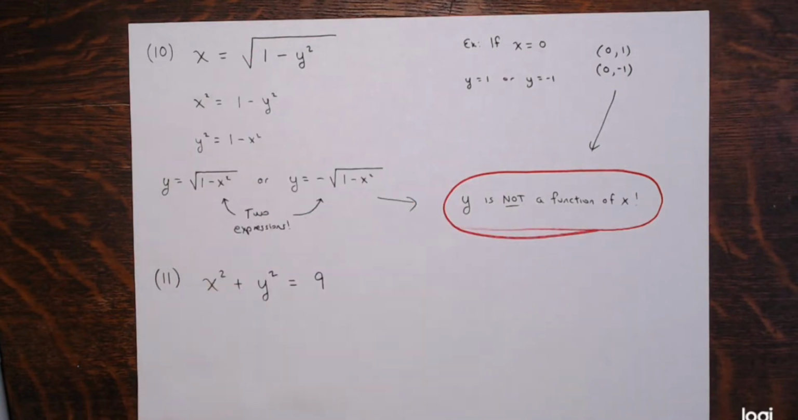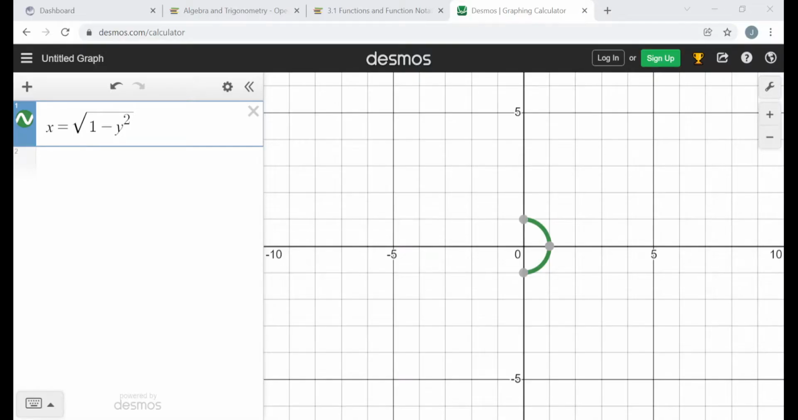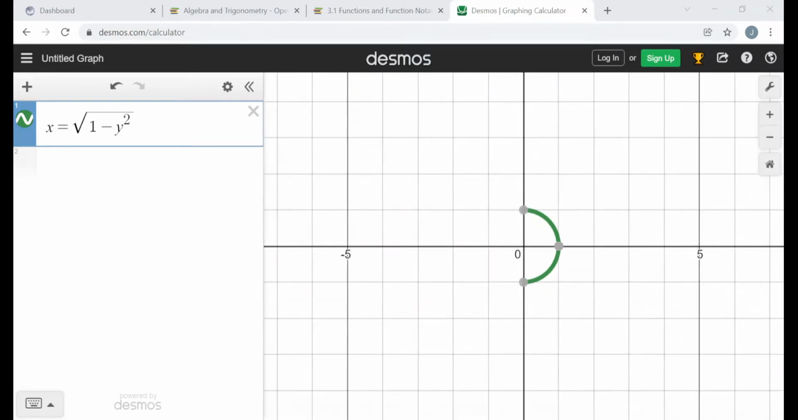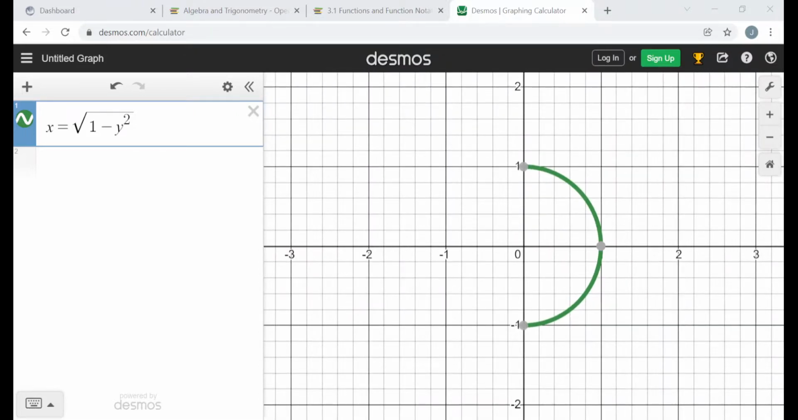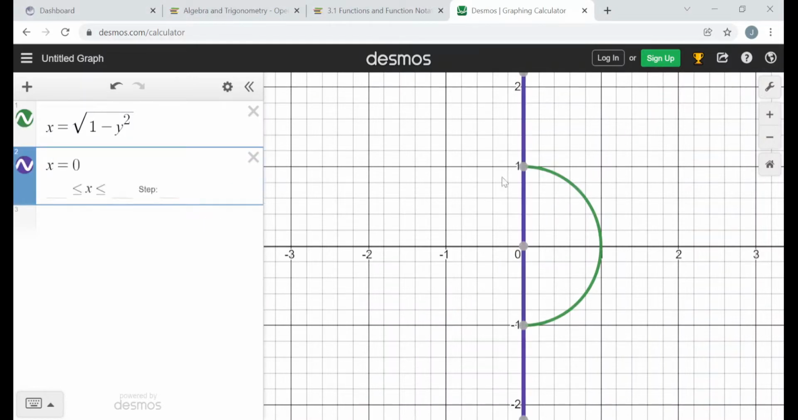And let me put up the graph of this. So back on the Desmos site, here it is, right? x equals the square root of 1 minus y squared. And look at this. I mean, it's a small graph. It's actually the right half of a circle. Maybe you can see that. And look, I put in the vertical line x equals 0. Just the y-axis, and you see there's 0, 1. There's 0, negative 1. It hits the graph more than once.